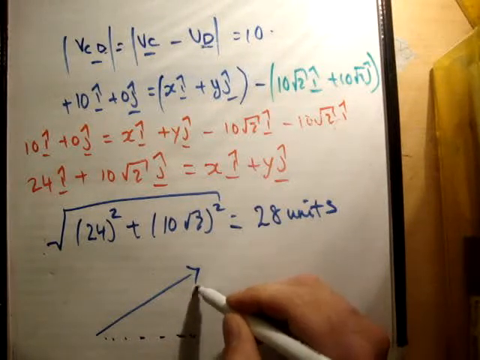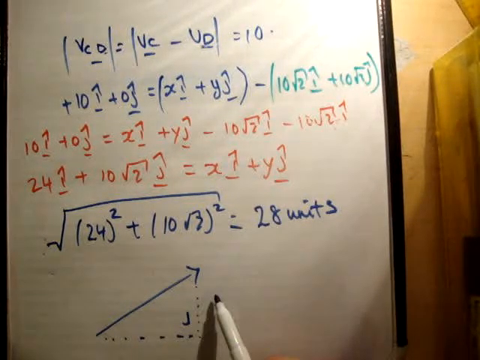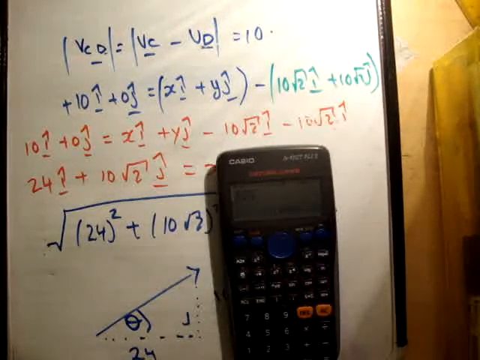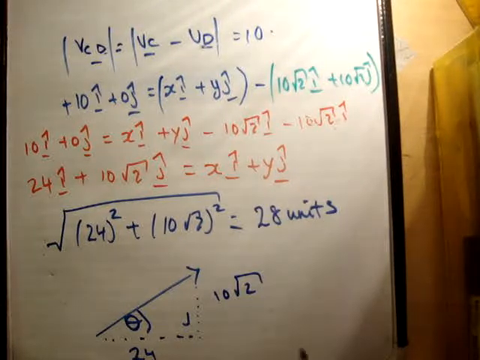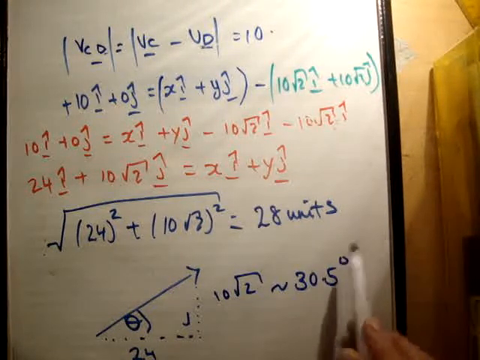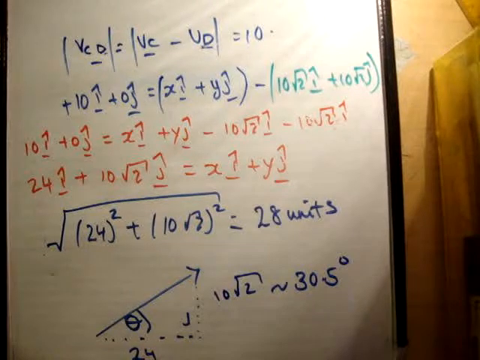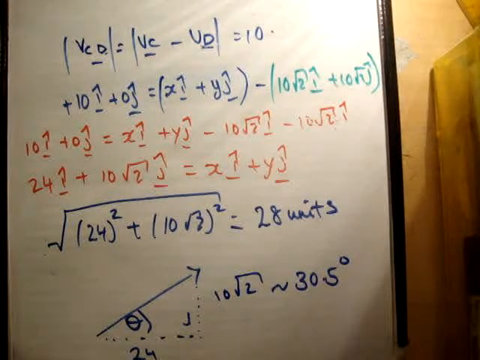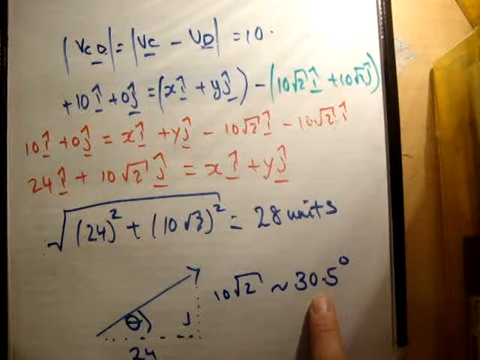So just resolve it again. This is equal to 10 root 2, and this is equal to 24, and this is equal to theta. So if we just get the inverse tan, it's going to be 10 root 2 divided by 24, and press shift tan to get the inverse tan of that. It turns out to be about 30.5 degrees. So let's just check those answers in the back of the book. So on 4B question 18, east 30 degrees north, yeah, that's correct. And 28 units is also correct. Yeah, so we're fine.